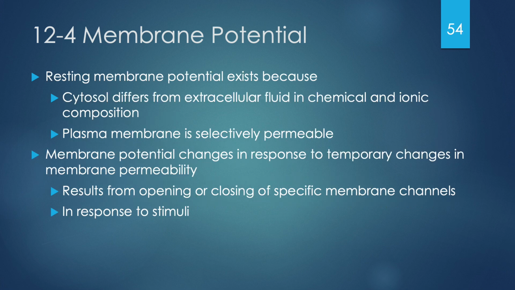So why do we have this resting membrane potential? Well, it's there because there's a difference in the composition of the fluid, both ionically and chemically, in the cytosol as compared to the extracellular fluid, meaning there's a difference in the electrochemical gradients inside and outside the cell, and the plasma membrane is selectively permeable. That membrane potential is going to change in response to various temporary changes in membrane permeability. That means there's going to be some opening and closing of various membrane channels, in response to stimuli. So the membrane is constantly adjusting to maintain an appropriate environment for the cell.